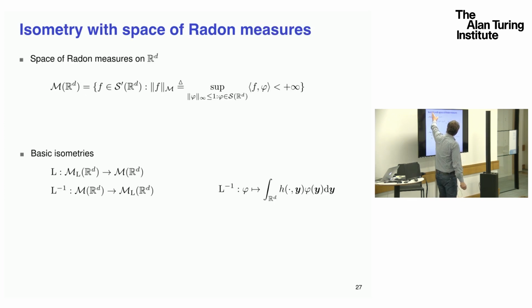Now, isometry with the space of Radon measures. We have the space of Radon measures, which are the elements of S prime. It's not the usual way they are defined, but we can define it like that, such that this norm is the supremum of this. And what's the supremum? It's sort of the dual of L infinity, so L1 comes as a dual. But here we can actually use phi as a test function. Why can we?